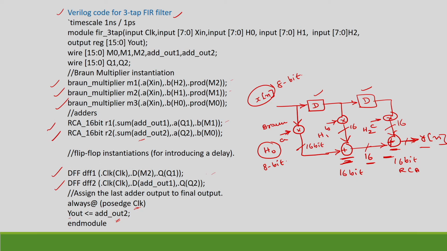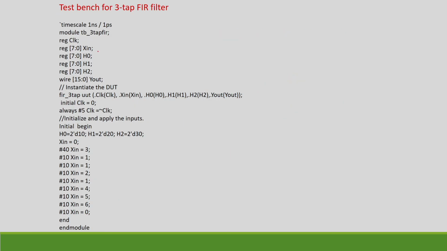Then the corresponding test bench for this one is this. We have defined all the inputs as registers, the output as a wire, this is the module declaration. Then we have instantiated the DUT. I have used the same names for the inputs of the test bench as well as the DUT, and here I am going to complement the clock every 5 nanoseconds. Initially I have given H0 as 10, H1 as 20, these are decimal values, H2 as 30.